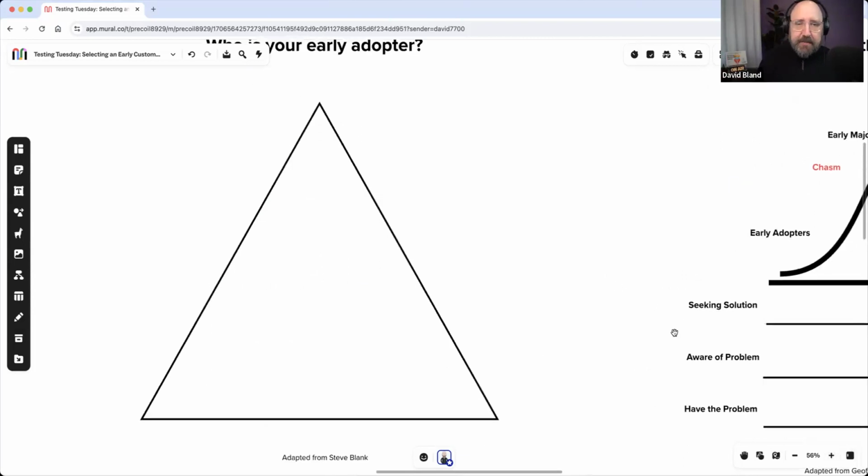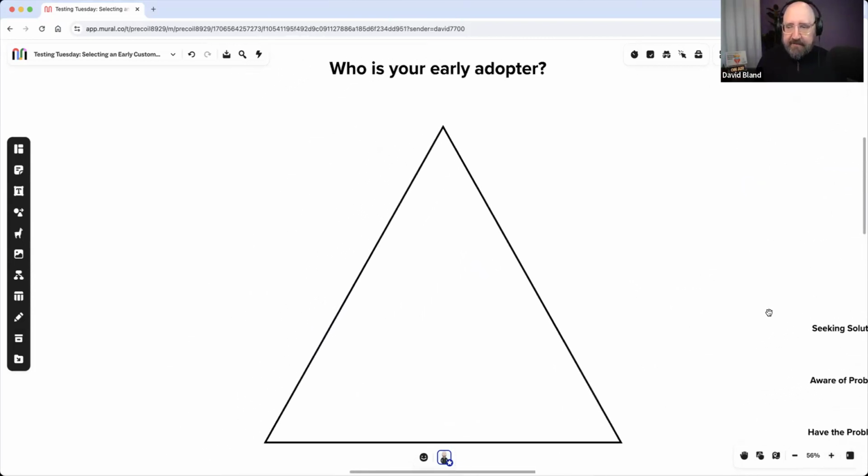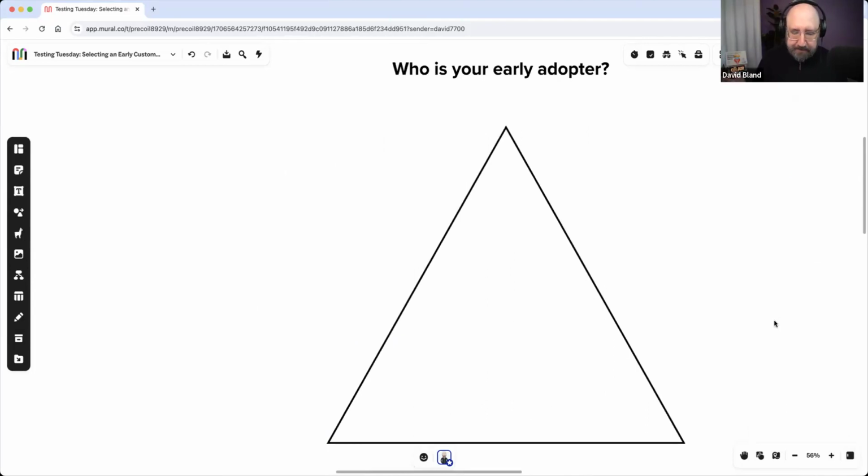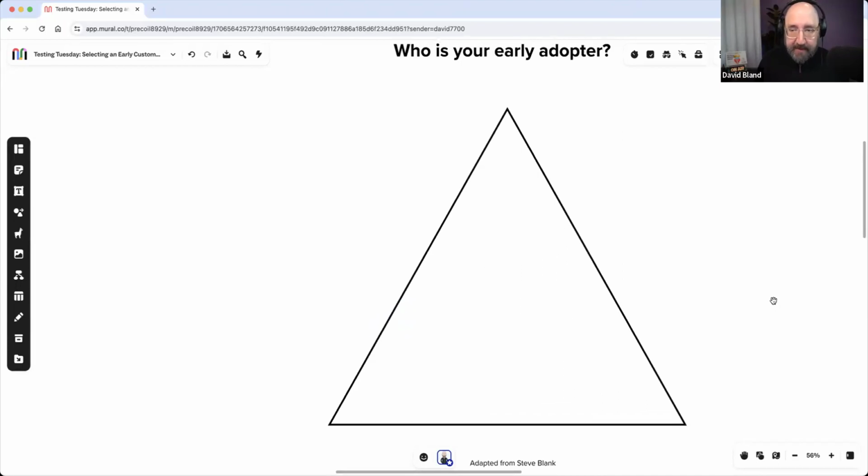All right, so let's jump in. First off, I want to talk a little bit about just early adopters in general, because I find that a lot of my clients have a hard time even defining who an early adopter is. And there's this model that I really like from Steve Blank, who wrote 4 Steps to the Epiphany. And he was collaborating with Eric Ries early on, who wrote Lean Startup.